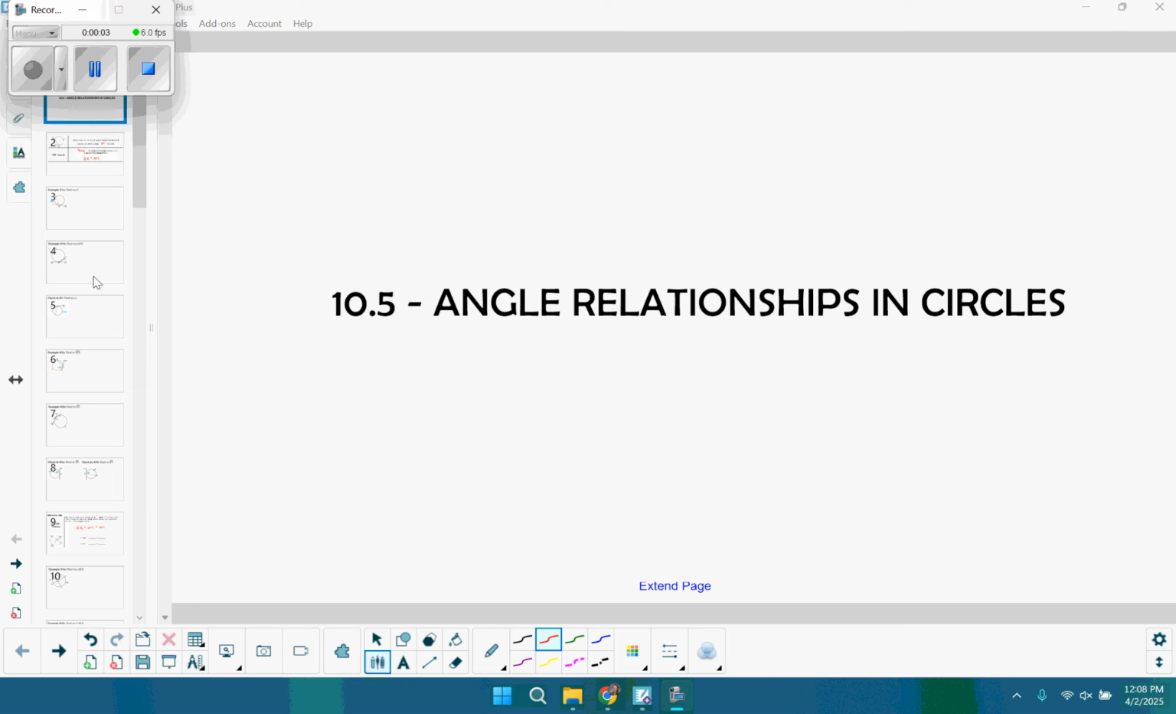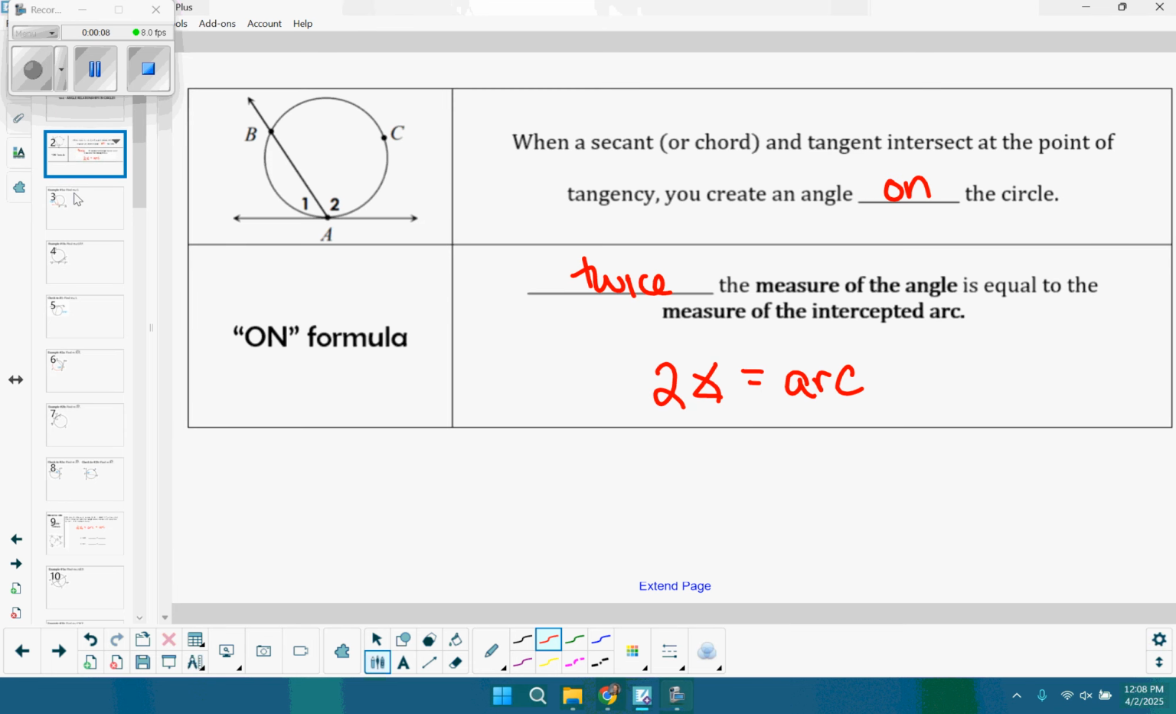This is lesson 10.5, angle relationships in circles. So when a secant or a chord and a tangent intersect at the point of tangency, we're going to create an angle that's on the circle. We've already seen an angle on the circle with an inscribed angle, but this is another instance where the vertex of the angle is on the edge.